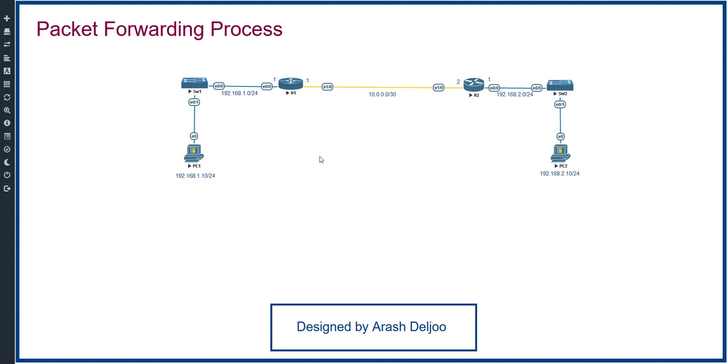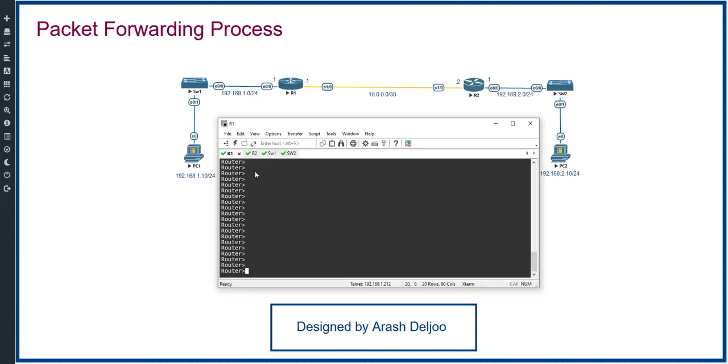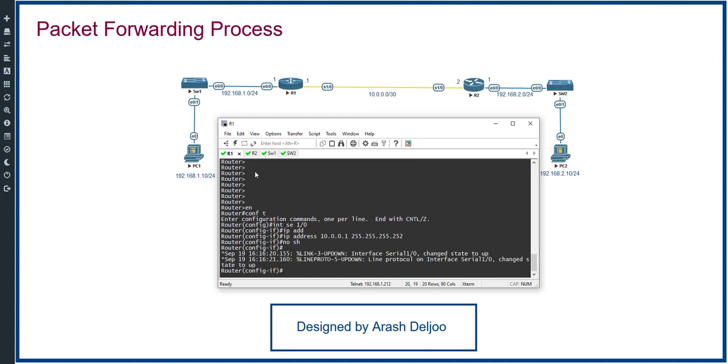First, we need to configure the scenario. Starting from router 1, the configuration is so easy. Enable, configure terminal, interface serial 1/0. Then the IP address of this interface is 10.0.0.1 255.255.255.252, and then no shutdown. Because here we have a point-to-point link, it's better to use /30 as the range of IPv4 addresses.